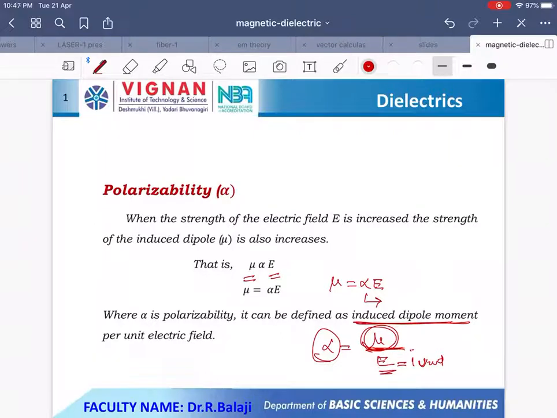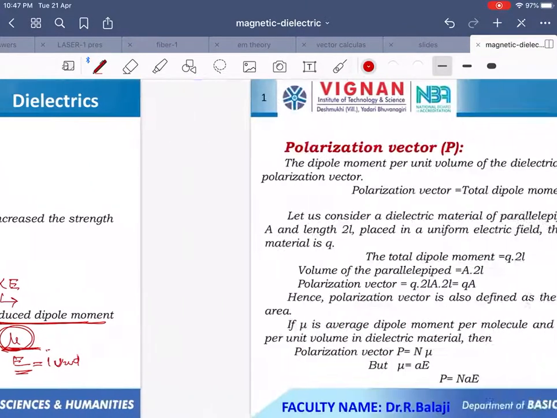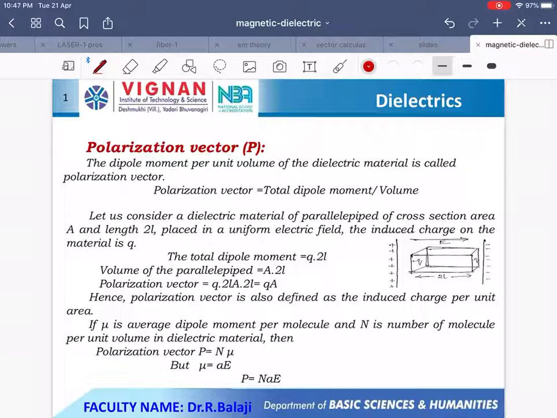Polarizability is also defined as the induced dipole moment per unit electric field, or the induced dipole moment by electric field, right? Next one is the polarization vector. This polarization vector is exactly similar to our intensity of magnetization in magnetic materials. Polarization vector P is exactly similar to the intensity of magnetization in magnetic materials.